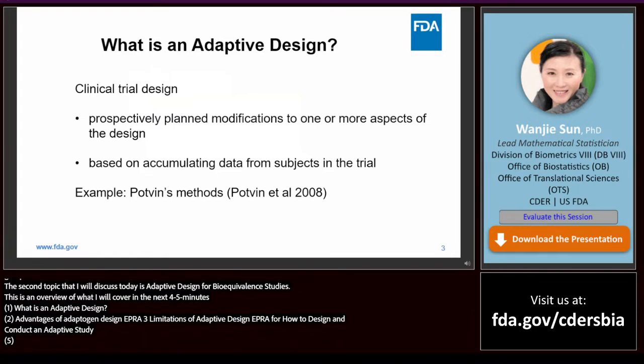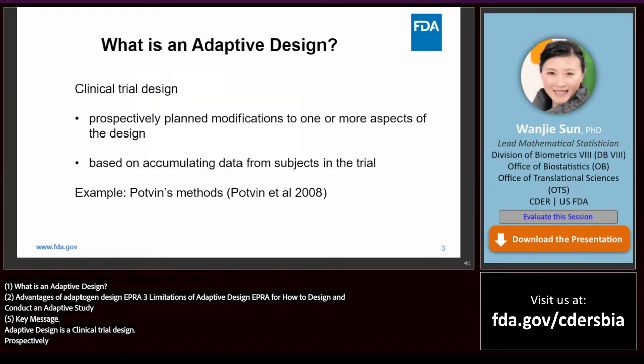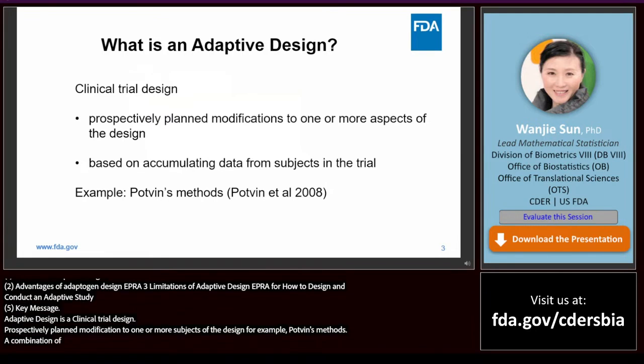Now, what is an adaptive design? An adaptive design is a clinical trial design that allows for prospectively planned modifications to one or more aspects of the design based on accumulating data from subjects in the trial. For example, Potvin's Method C is the most popular adaptive design for bioequivalence studies. It is a combination of a group sequential design and an adaptive design with sample size re-estimation. There are also other adaptive designs for bioequivalence, such as Maurer et al.'s standard combination method or maximum combination method.